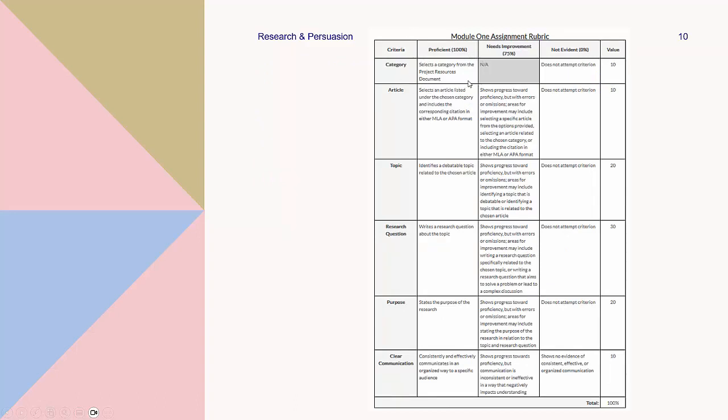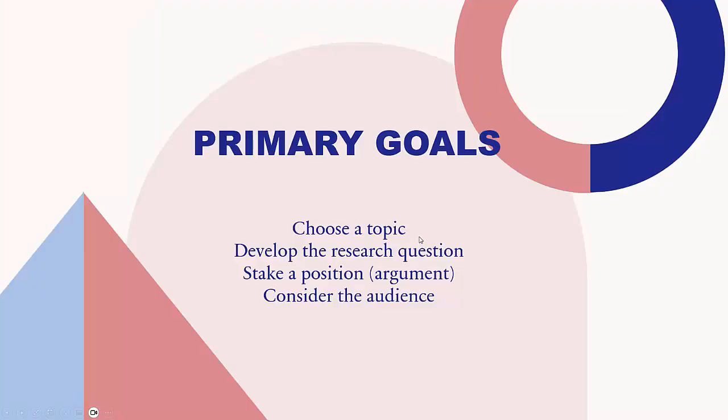Did he identify the category? Did he name the article in APA or MLA, just like it says? Is the topic debatable? What is the debate? Did you write the research question? And I'm sorry, what is the purpose? So that is the rubric, and that is pretty basic, standard.